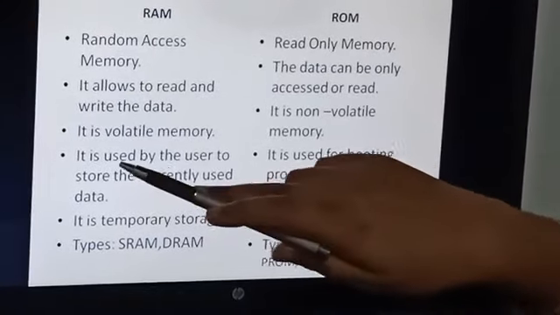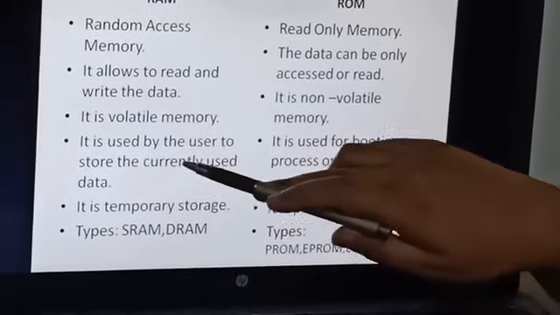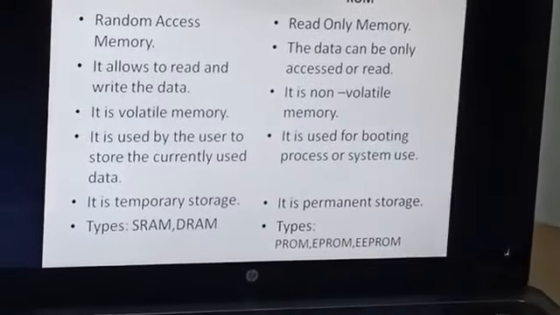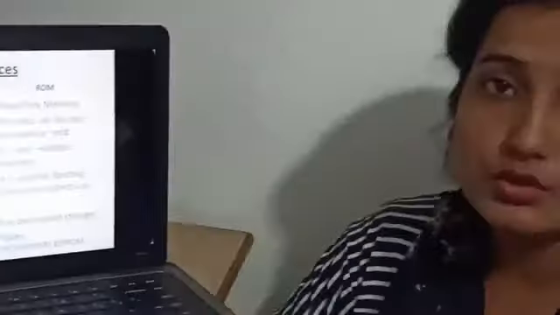The next point is that it is used by the user to store the currently used data. RAM is the memory which stores the data which is currently going to be used. Say you have created a file and saved it, and next time you are going to access it again. When you click on that file or open it, it comes from secondary memory to the RAM while you are using it. So it contains only the currently used data. As soon as you press Ctrl+S and save that data, that file goes back to secondary memory.